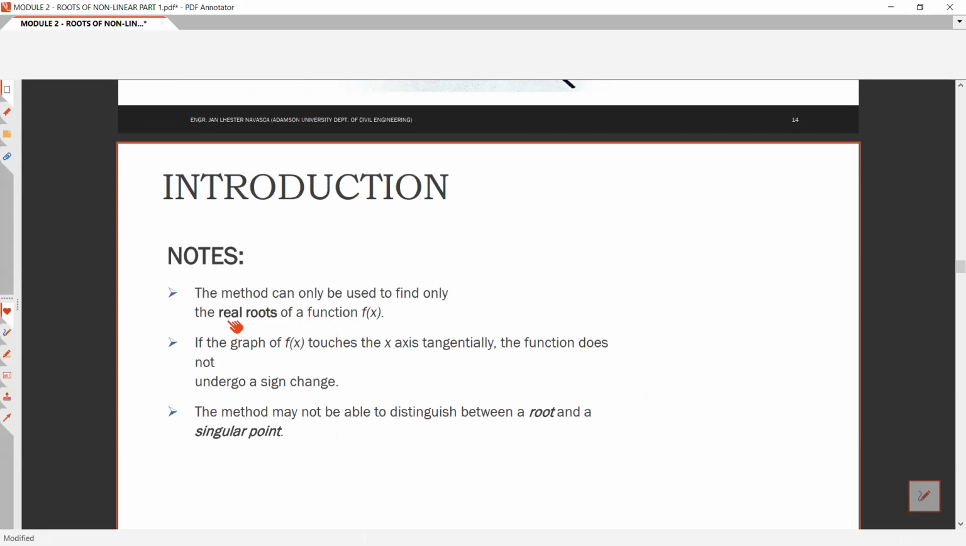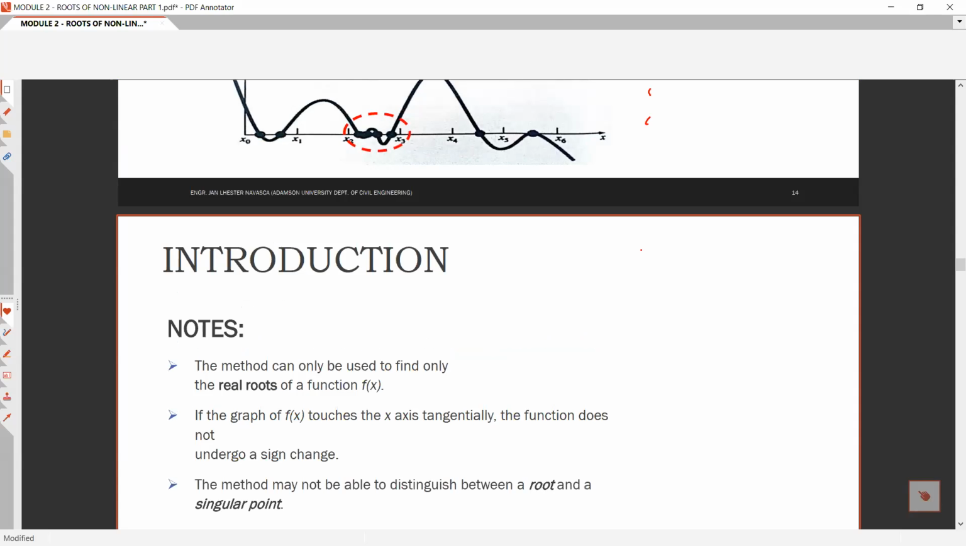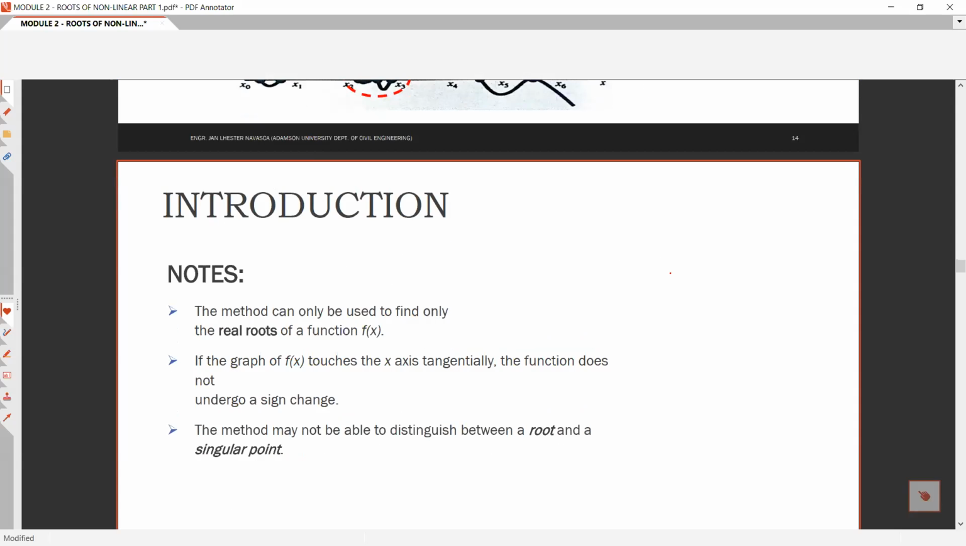Then, if the graph of the functions touches the x-axis, the function does not undergo a sign change. Okay? 'Di ba sinabi ko kanina kapag yung f of xl multiplied by f of xu is negative, okay? Nandun yung root. Paano kung hindi negative pero nandun siya. Let's say you have this graph, okay? Meron kang ganitong graph.